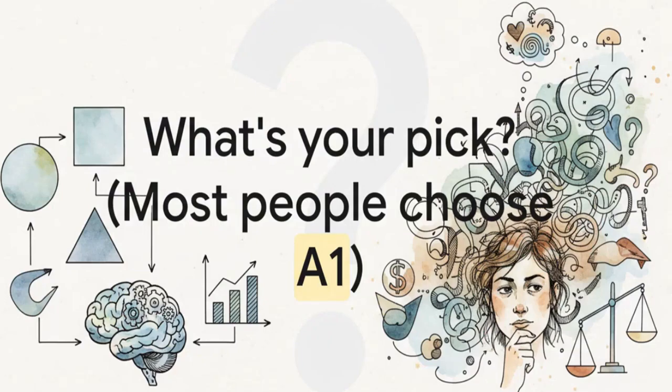So what does your gut say? Just take a second. Which one feels right? If you're like most people, you lock in the sure thing. You take the guaranteed 1,000 euros. You choose A1. It just feels safer, right? Okay, lock in that choice.